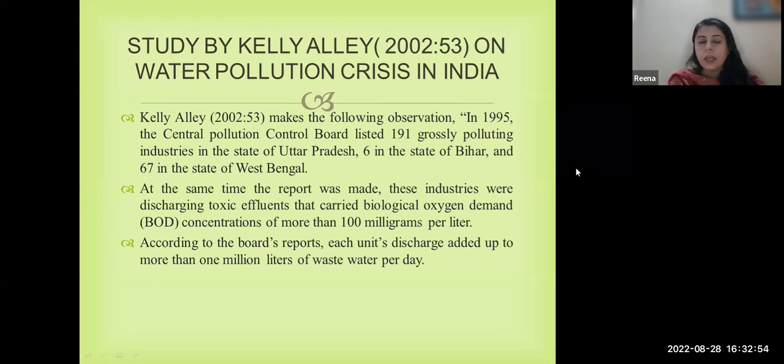What I was telling you about the show cause notices that are issued to industries was under this perspective only. So in 1995 also, in CPCB, there were 191 grossly polluting industries in the state of Uttar Pradesh, 6 in Bihar, and 67 in West Bengal. They were issued show cause notices to ensure that their wastewater is not polluting the Ganga river, and they should ensure proper pollution control and mitigation measures over their wastewater streams.